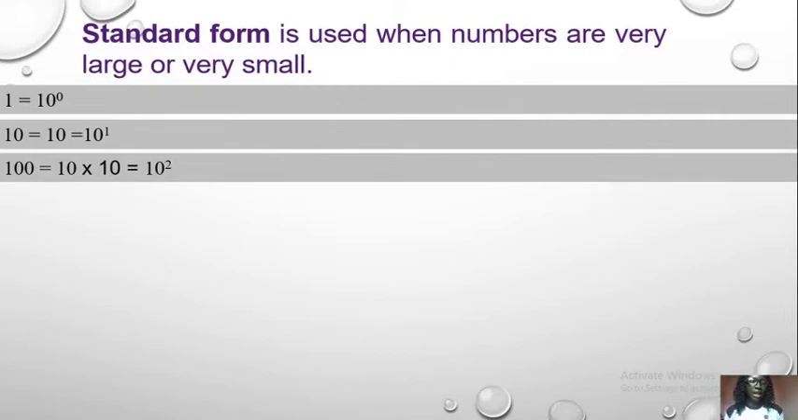So let's write this out. So here we have 100, we have 2 zeros, so it's going to be 10 to the power of 2.